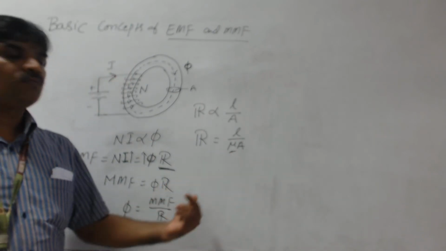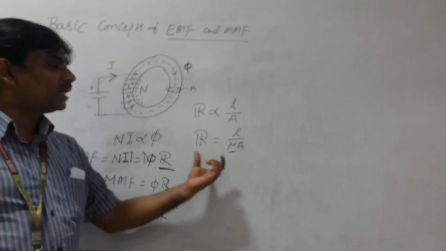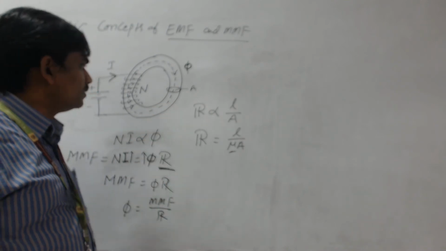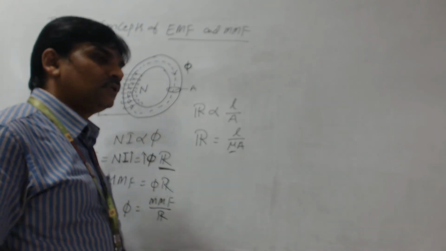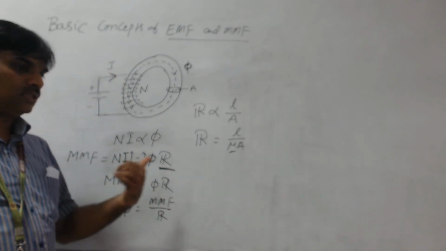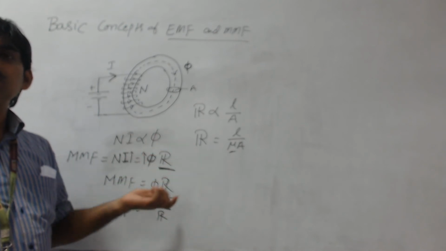Now we have to talk in terms of electrical circuits and magnetic circuits. Similarly, in electrical circuits, the current depends upon the opposing property of the electrical circuit, which is the resistance.